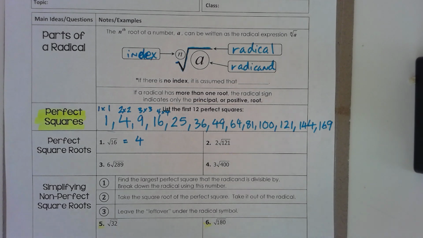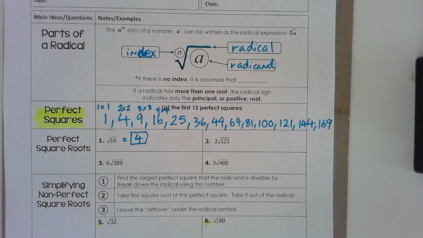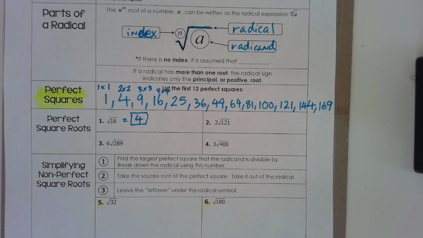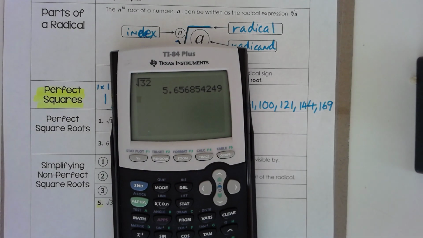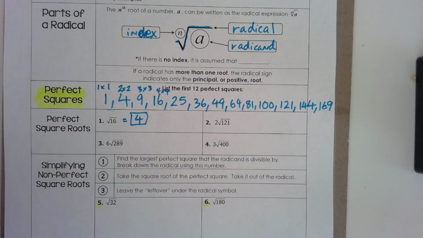So if I take a look at the very first problem up here, the square root of 16, well, the answer is just 4. But what happens if you have something that isn't perfect? So for instance, if I were to take the square root of 32, I would end up with a decimal. Now, I don't want to have a decimal for my answer. Instead, I want something to look a little bit different than that.